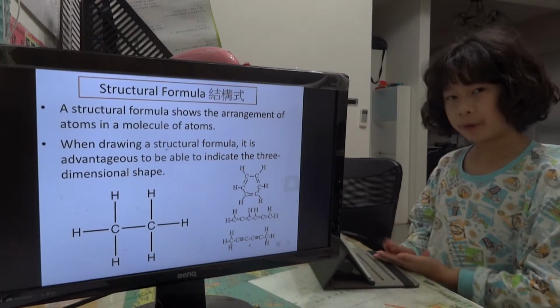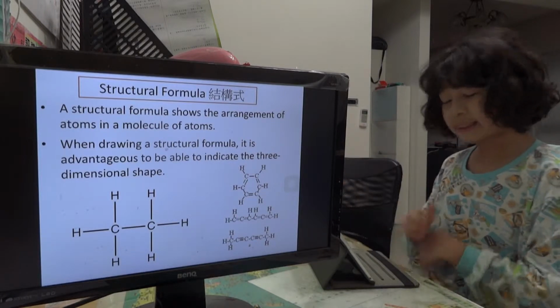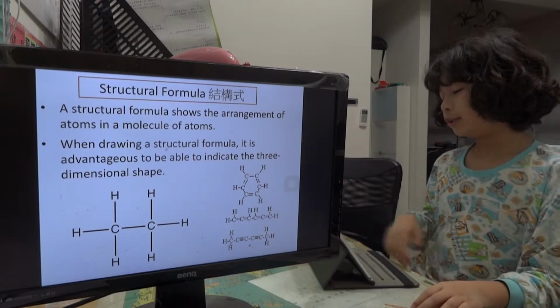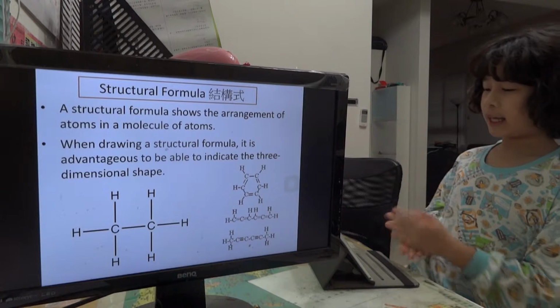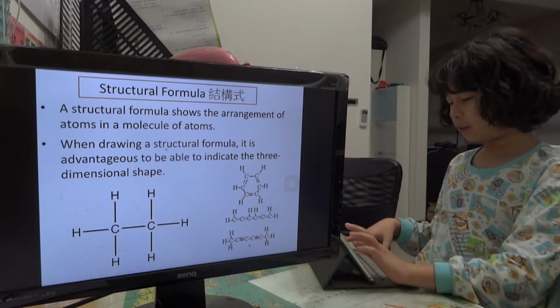And structural formula. What is structural formula? Structural formula tells you the structure, so you can use the structural formula to know the structures and how much bonding, like this. And yes, it can tell you the shape.